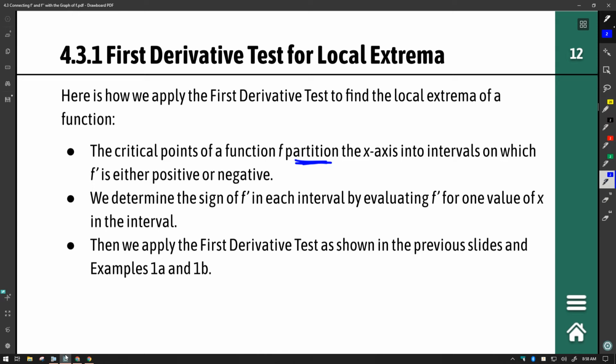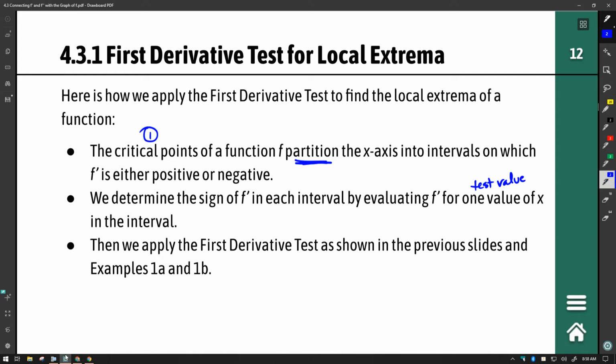So that's key. The first thing we want to do is find the critical points of a function and use those critical points to partition the x-axis. Next, we determine the sign of f prime in each interval by evaluating f prime for one value of x in the interval. I usually refer to this as a test value. We'll see it in the next example.